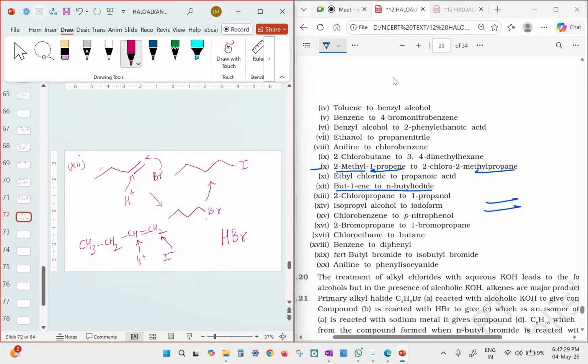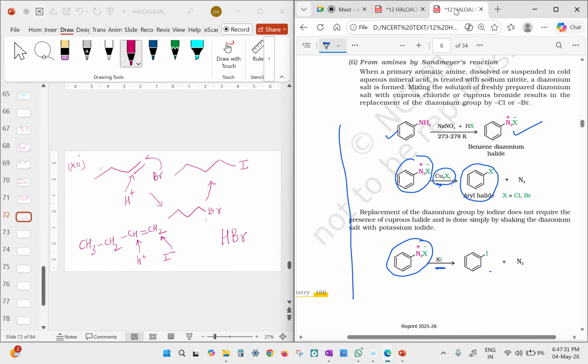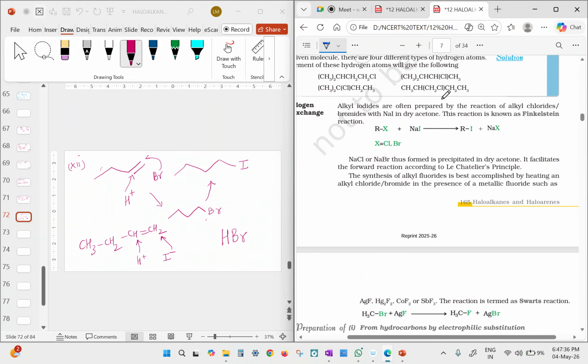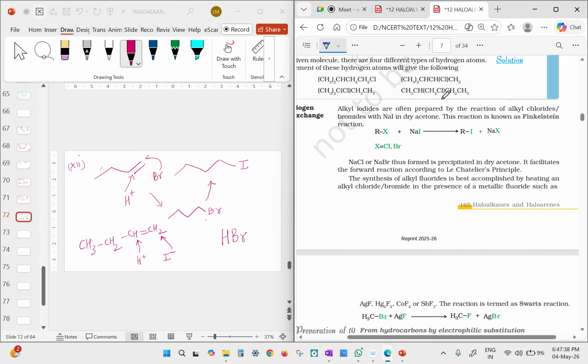Bromide into iodide. Check this. How will you convert an RBr into RI? What is the name of the reaction? Finkelstein. Okay, so today I will do it.